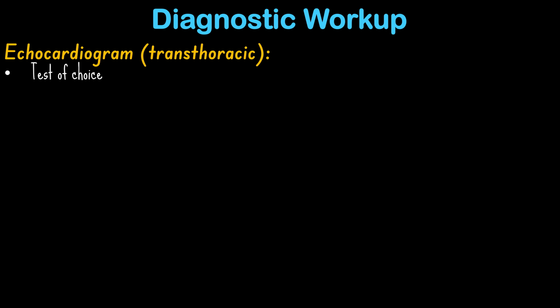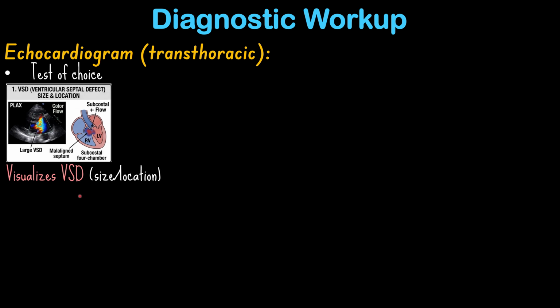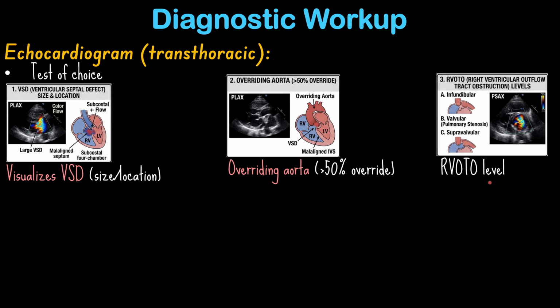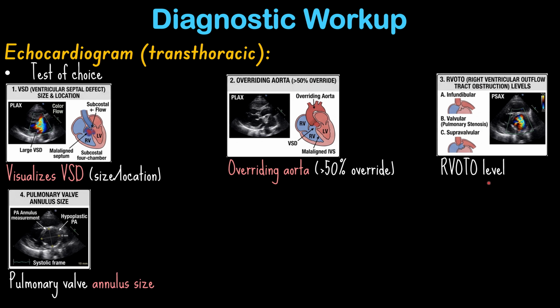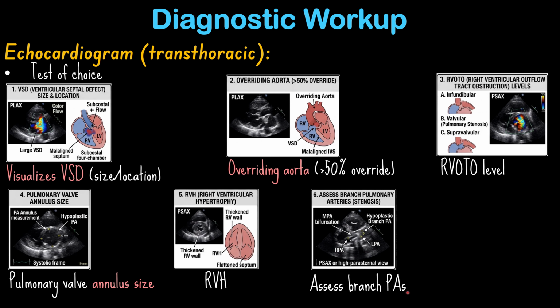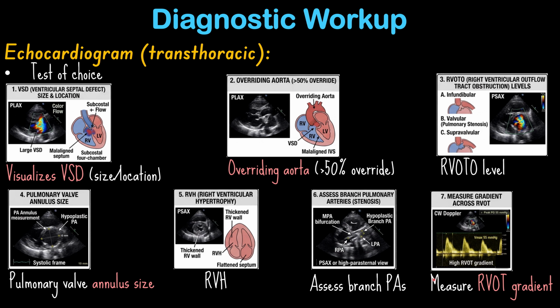The transthoracic echocardiogram is the diagnostic test of choice. It visualizes the VSD, its size and location, the degree of aortic override, the level of right ventricular outflow tract obstruction, the size of the pulmonary valve annulus, and the presence of right ventricular hypertrophy. It also assesses the branch pulmonary arteries for stenosis and measures the gradient across the outflow tract.